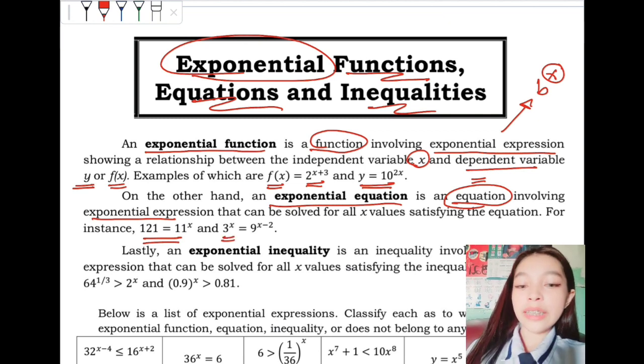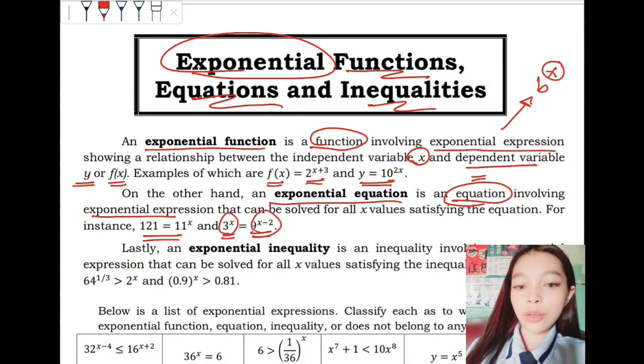And 3 raised to x equals 9 raised to x minus 2. Both sides are exponential expressions. Therefore, this example is an exponential equation.